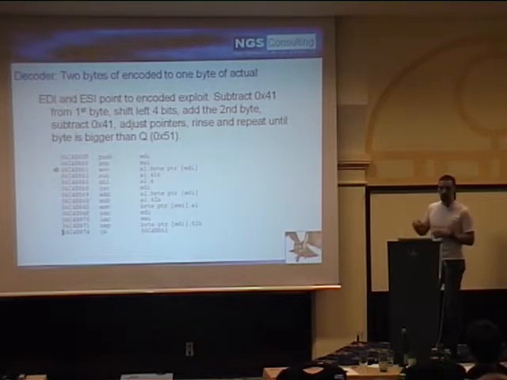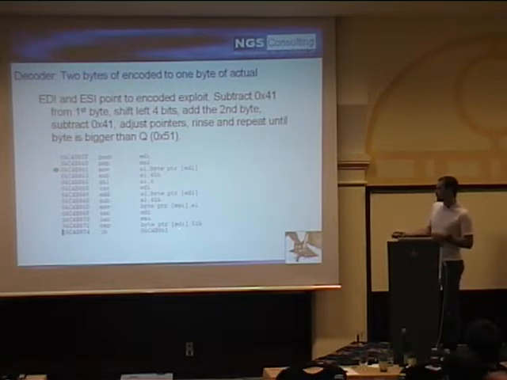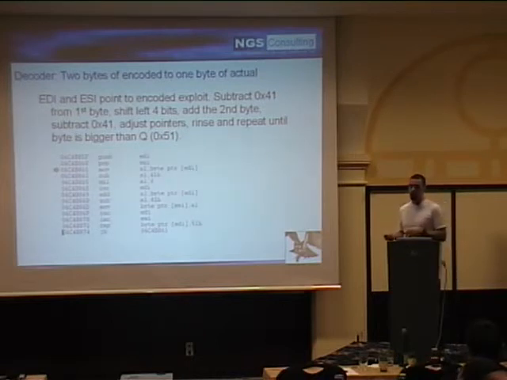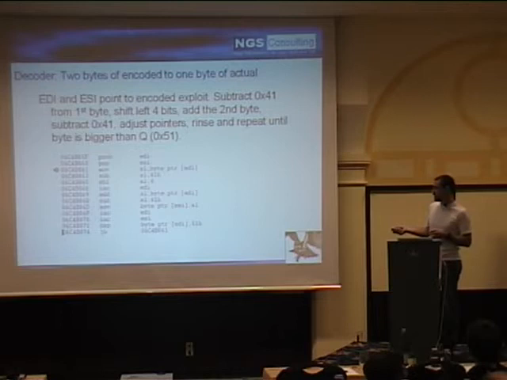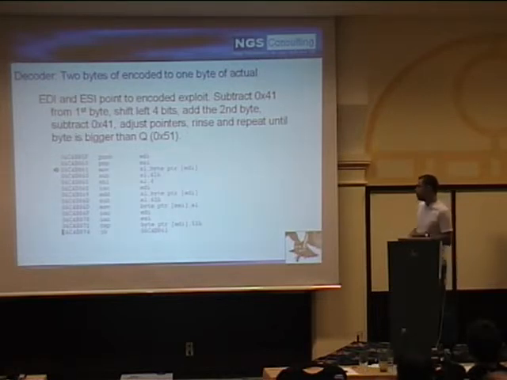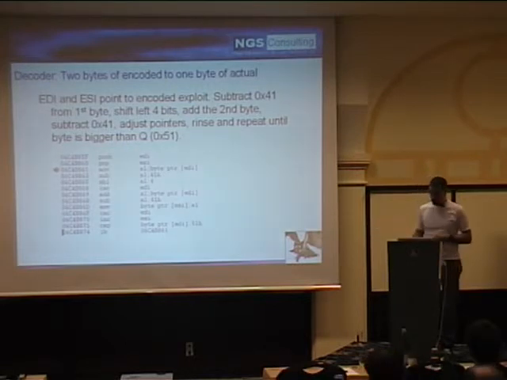We increment the pointers and keep on going until we come across a Q or more. So that is essentially our equivalent of a null terminator, but it's not a null terminator. If it's Q or more, stop looping. Otherwise, go back and loop up to there.